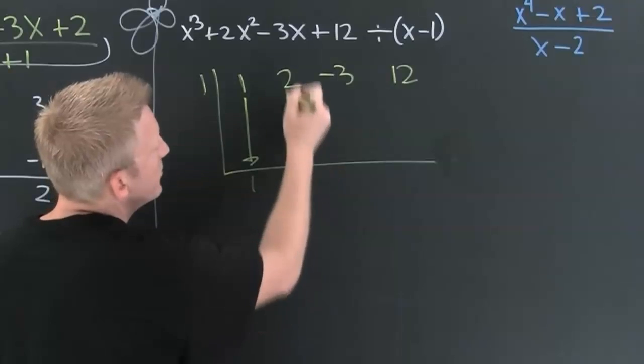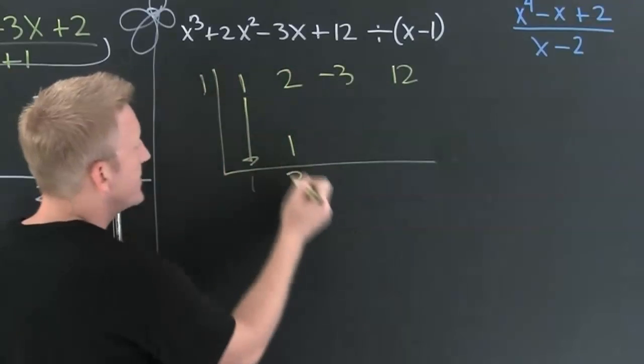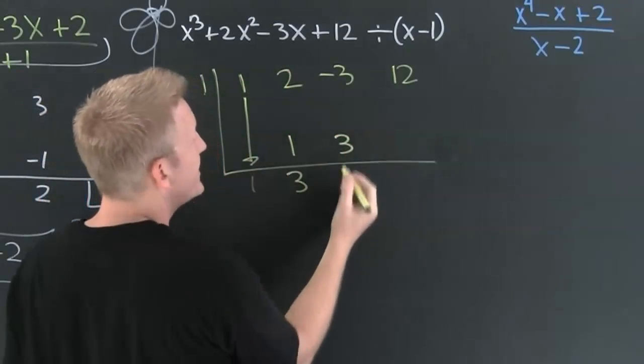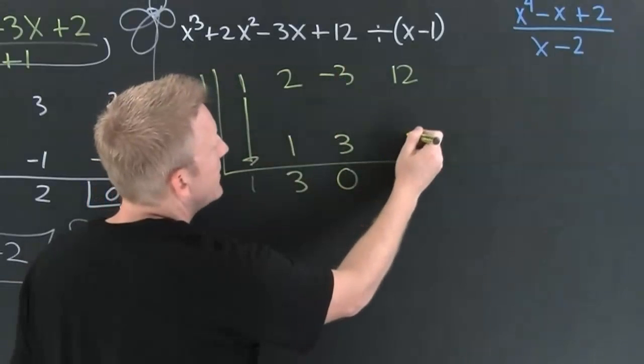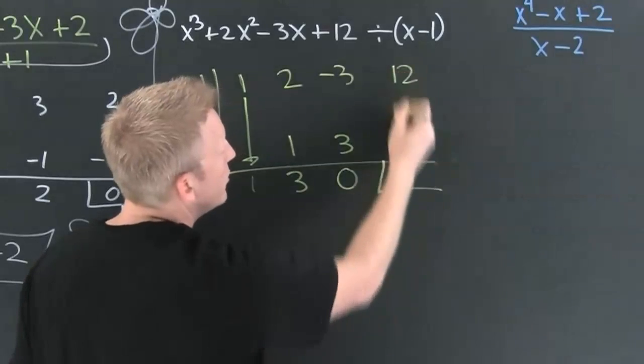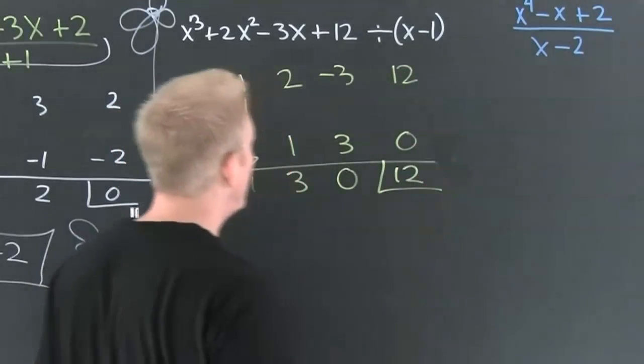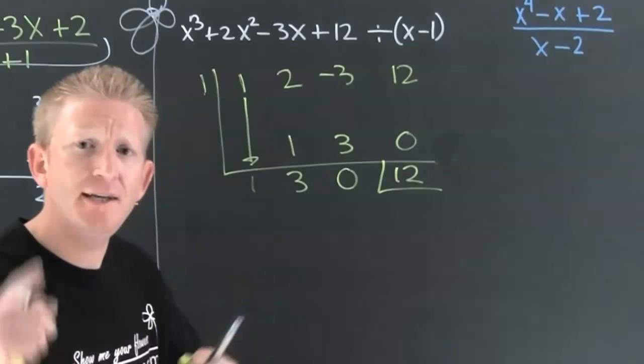Yes, here's a 1. This one times that one, put it there. That's a 1. 2 and 1 is 3. This one times that one, put it there. That's 3. This one times that one, put it there. 0. And you got 12. Oh no! What does this mean?